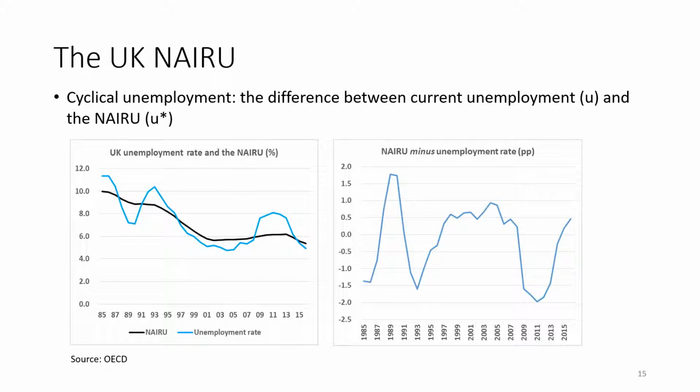Remember, the NAIRU itself could fall if any of the parameters in our model also change. So if the bargaining power of workers falls, if product markets become more competitive, or if labour productivity rises, any of these factors would actually reduce the equilibrium rate of unemployment, or the NAIRU, in the economy. So there's no reason why the NAIRU itself has to be constant over time.